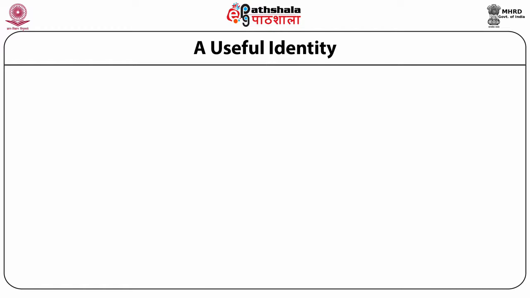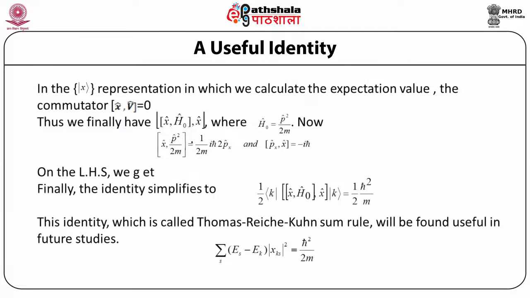So looking from the above equation, if we have the basis representation of the basis vectors ket vector x in which we calculate the expectation value, the commutator of operator x and operator v is equal to 0. Thus, we finally have commutator of operator x and operator h naught with operator x, where operator h naught is equal to operator p square by 2m.